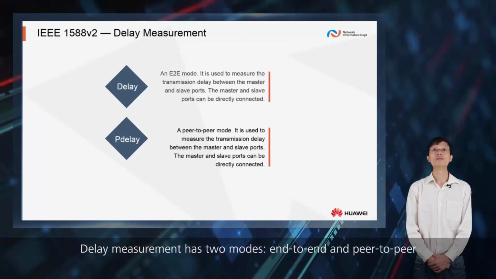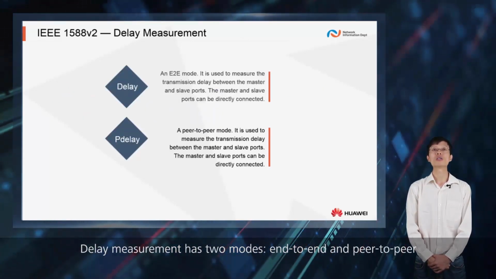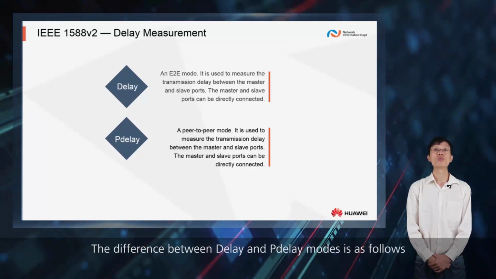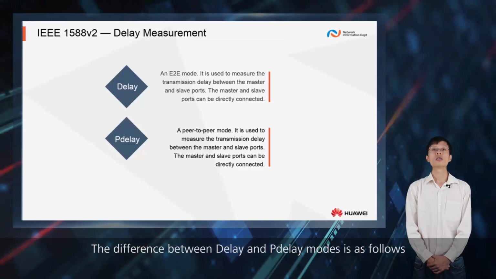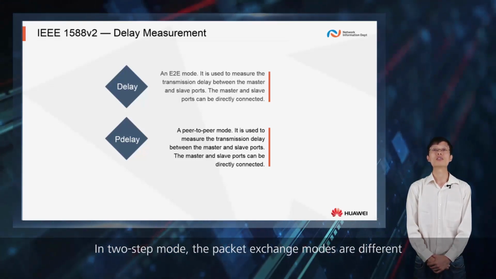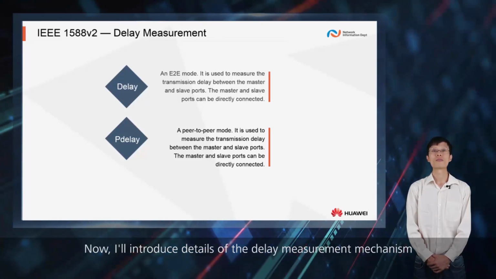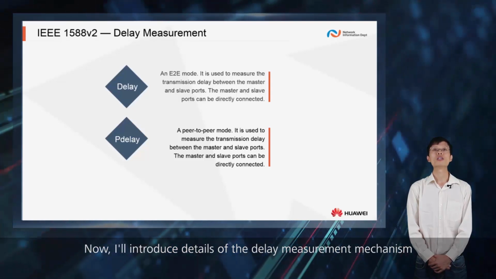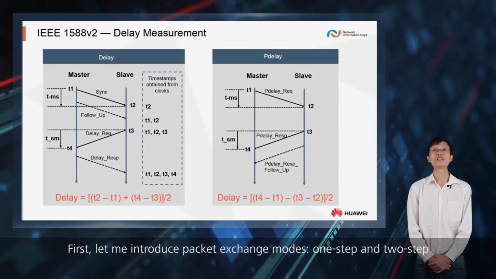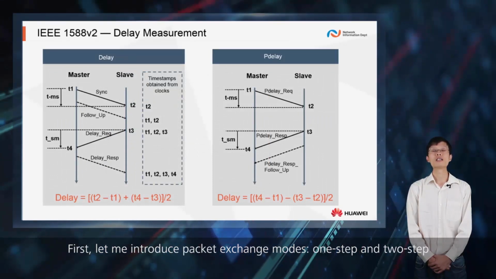Delay measurement has 2 modes, end-to-end and peer-to-peer, which are also known as delay and P-delay. The difference between delay and P-delay modes is as follows. In 2-step mode, the packet exchange modes are different. Now I'll introduce details of the delay measurement mechanism. First, let me introduce packet exchange modes, 1-step and 2-step.